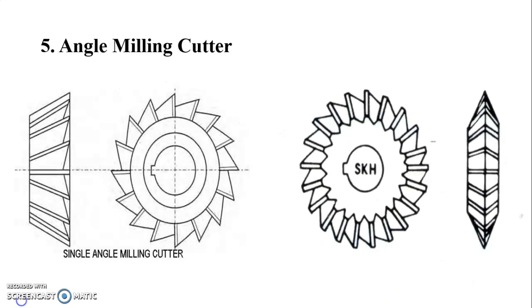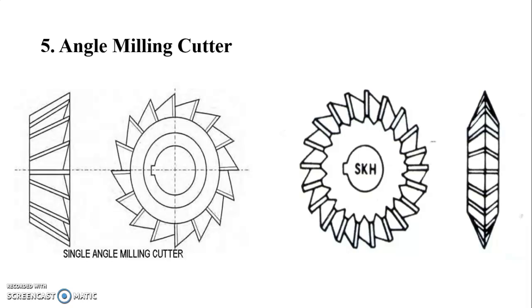The next, angle milling cutter. These cutters are used to cut angles in the workpiece, and these cutters have conical surfaces with cutting edges over them. These are used to machine angles other than 90°. Two types of angle milling cutters are available: single angle milling cutter and double angle milling cutter. So single angle milling cutters have one conical surface and are used for milling dovetail surfaces. The cutter angle is generally 45° or 60°.